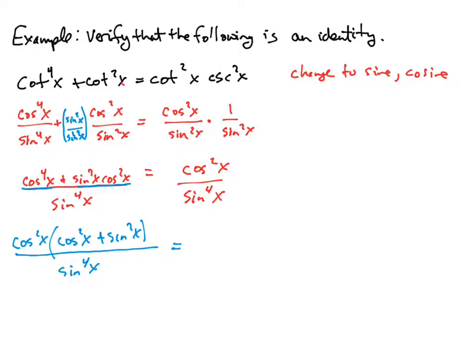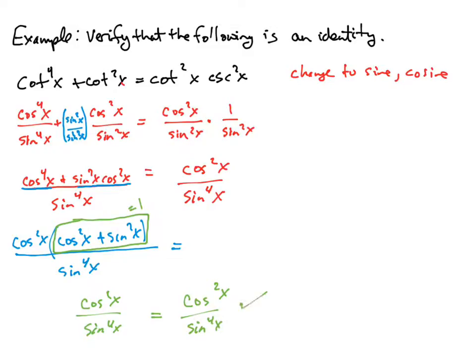And then hopefully what we see here is that this cosine squared plus sine squared is equal to 1. So cosine squared times 1 is just cosine squared divided by sine to the fourth x, and that gets us equal on both sides. So we have verified this.